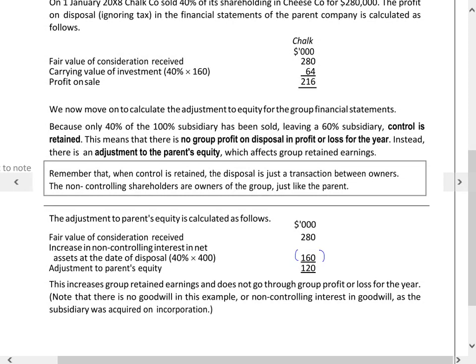Then what do you do? We adjust the parent equity. Okay?